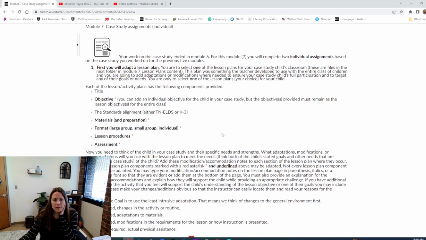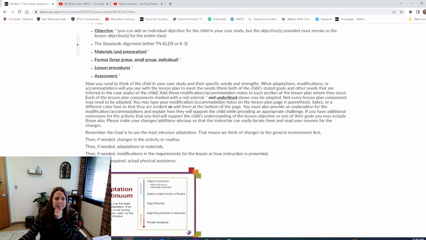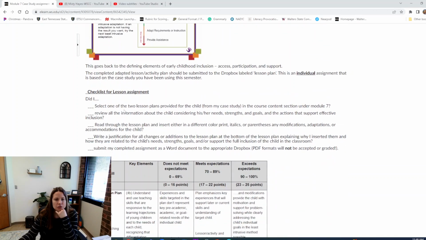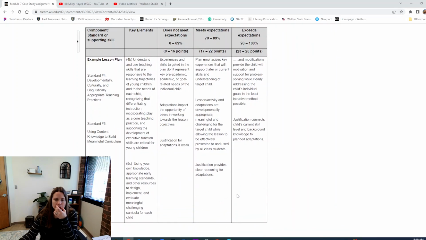So you're going to select one of those plans and make sure that you have the following components: the title, the objective, the standards, the materials, the format, the lesson procedures, and the assessment. How are you going to assess a child met that objective? And just make sure you read everything in here, and before you submit it, you look at the checklist and the rubric.